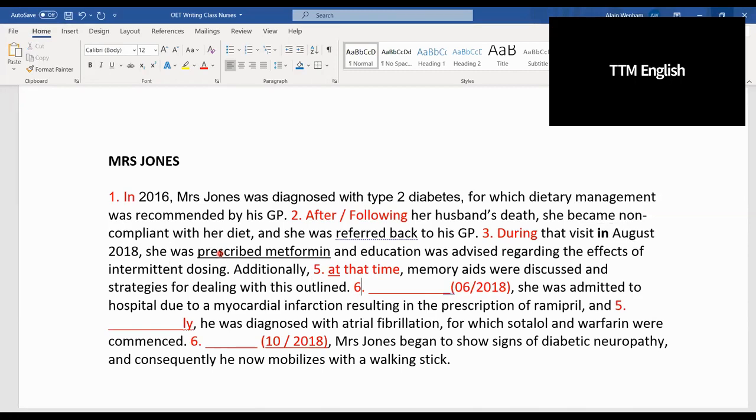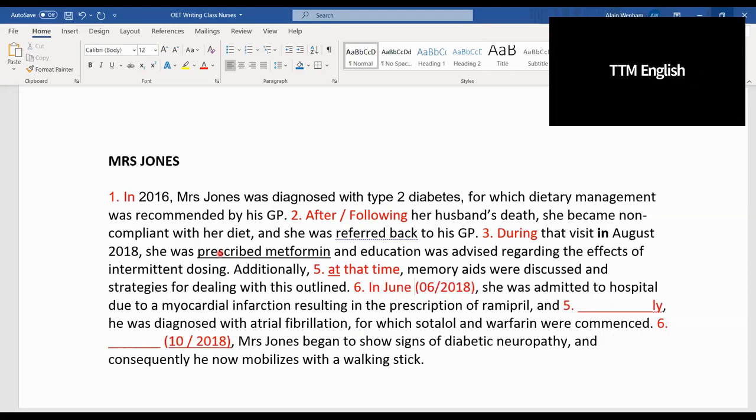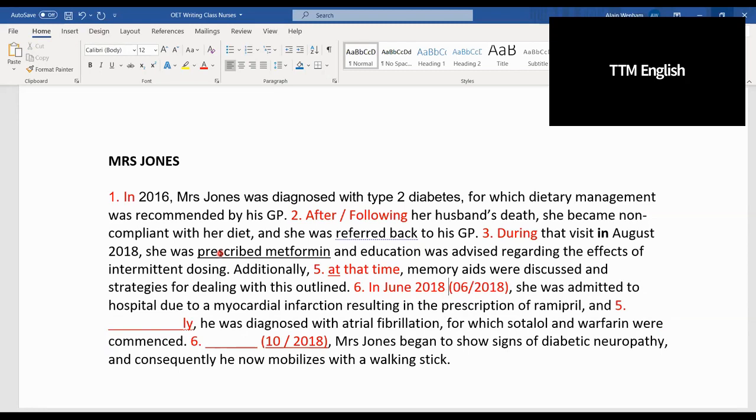What do I need? Number 6. On 6/2018. It's on. There's only 2. Yeah, that's January, February, March, April, May. That's June. In June 2018. Good. She was admitted to hospital due to a myocardial infarction, resulting in the prescription of Ramipril and.